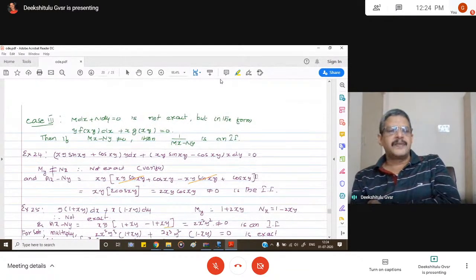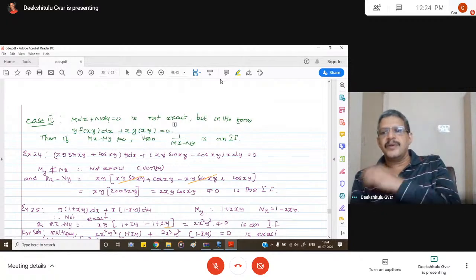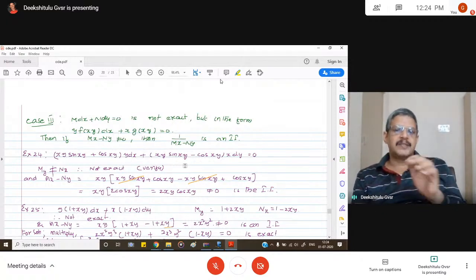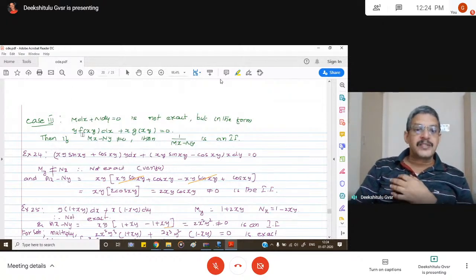And then case 3: M dx plus N dy equal to 0 is not an exact equation, but it is in the form y into f of xy dx plus x into g of xy dy is equal to 0. Just by looking at the equation you can identify it. See, it is f of x into y, not x comma y.